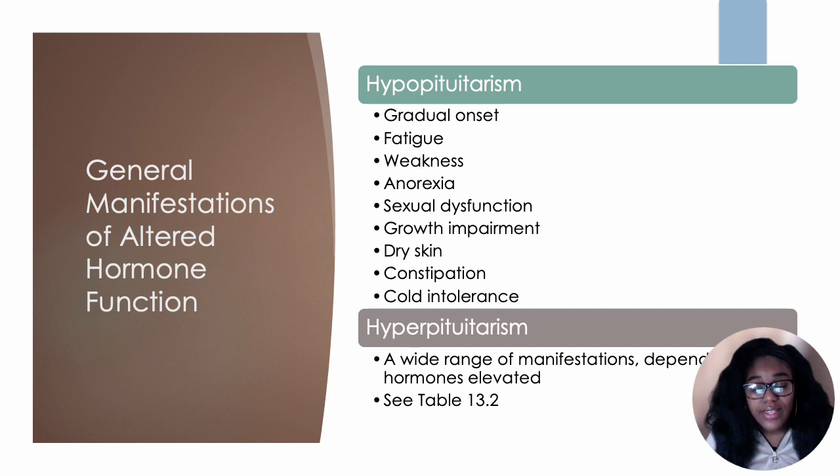As far as hyperpituitarism, when you see hyperpituitarism, you now have an overstimulation of all of those hormones that the pituitary gland then secretes. And there is a wide range of manifestations, and it depends on which hormones are elevated. It's also good to know that not all hormones are elevated at the same time. Some are a little bit more elevated than others. So that's why with hyperpituitarism, you have to look at which hormone is most affected, and honestly, the signs and clinical manifestations that are presented as such.